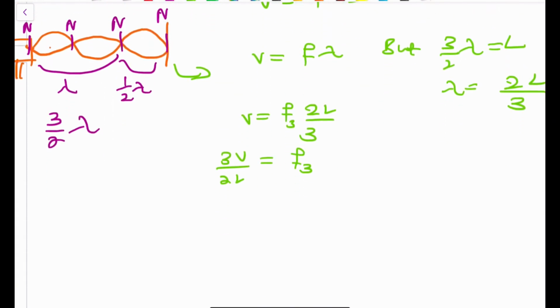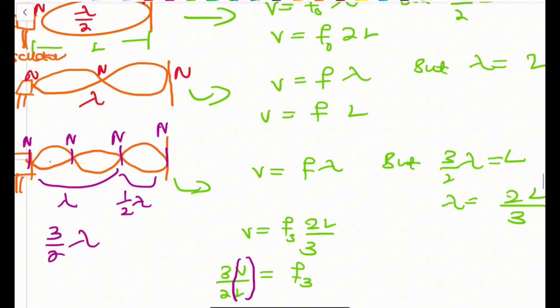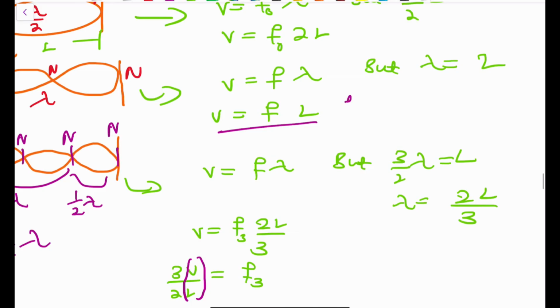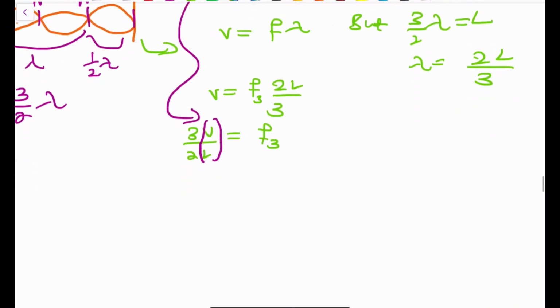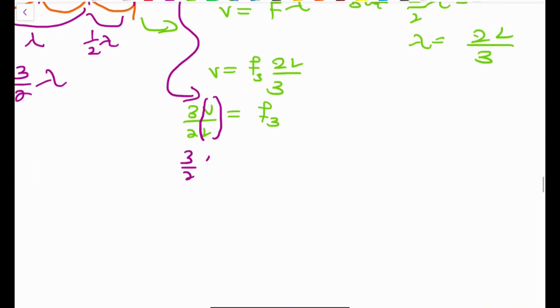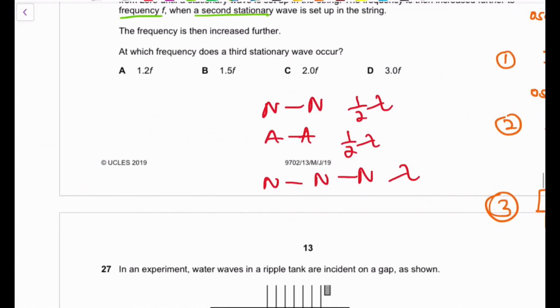But V over L, okay? So this V over L, if I go here, I know that F is going to be V over L, from this. So literally, I can substitute all of this here. So it's going to be 3 over 2 times F, which is F3. So F3 is going to be 1.5F, and the answer is going to be B.